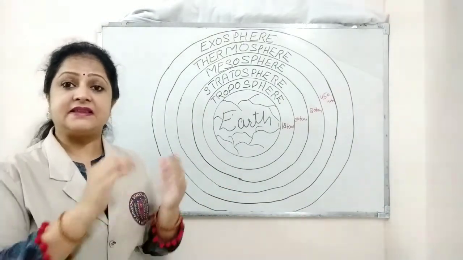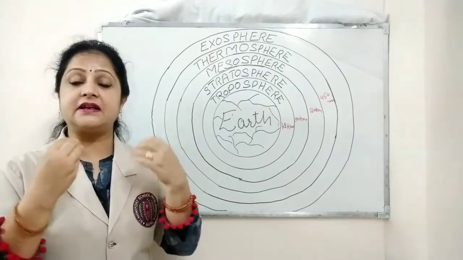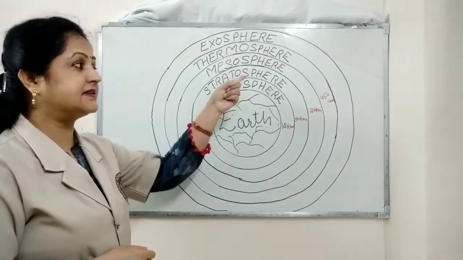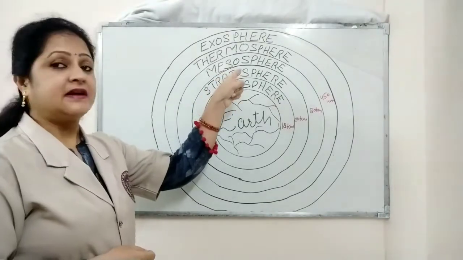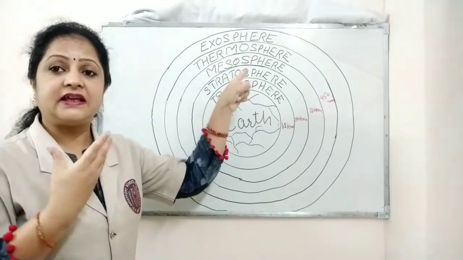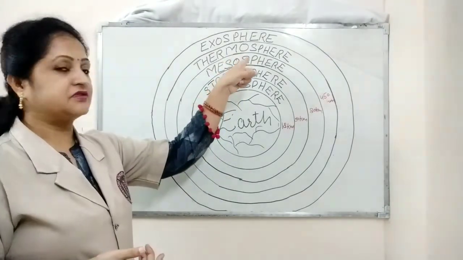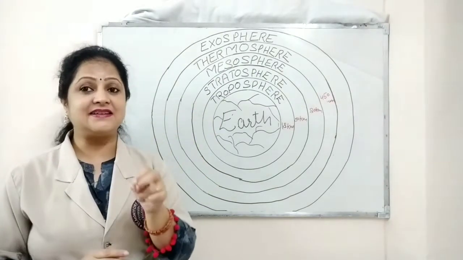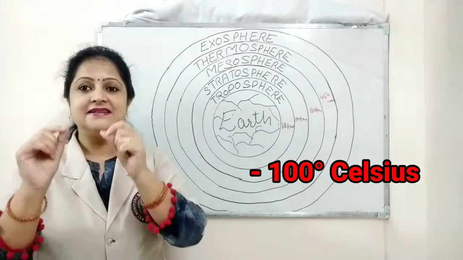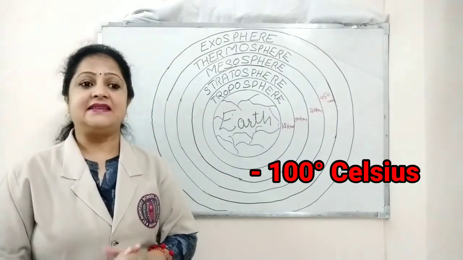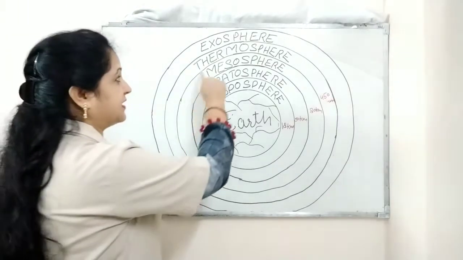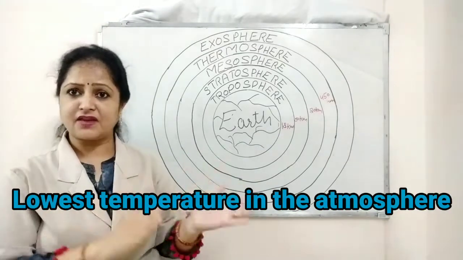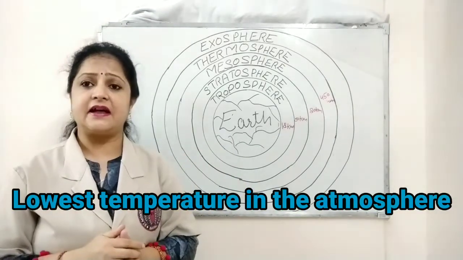In this layer, the temperature decreases with height. As I told you, in the troposphere the temperature decreases with height, in the stratosphere it gradually increases, and again in the mesosphere the temperature decreases with height till it reaches -100 degrees Celsius. The mesosphere has the lowest temperature in the atmosphere.